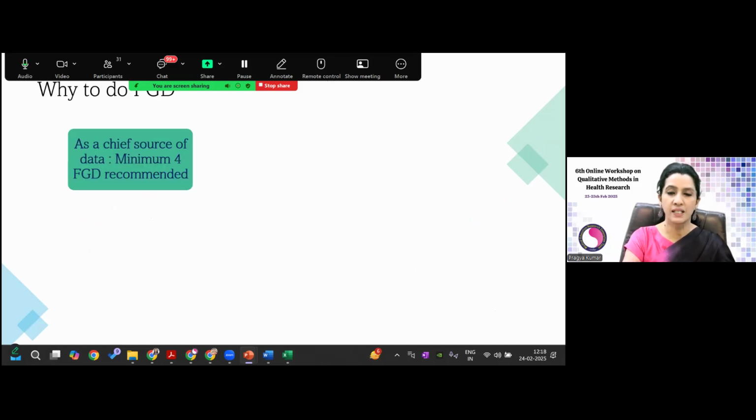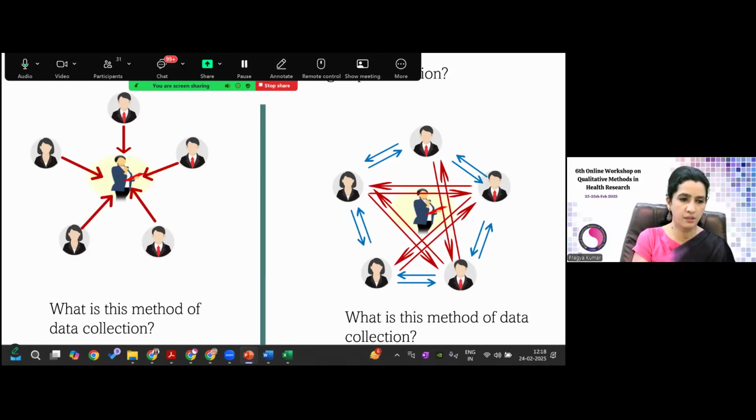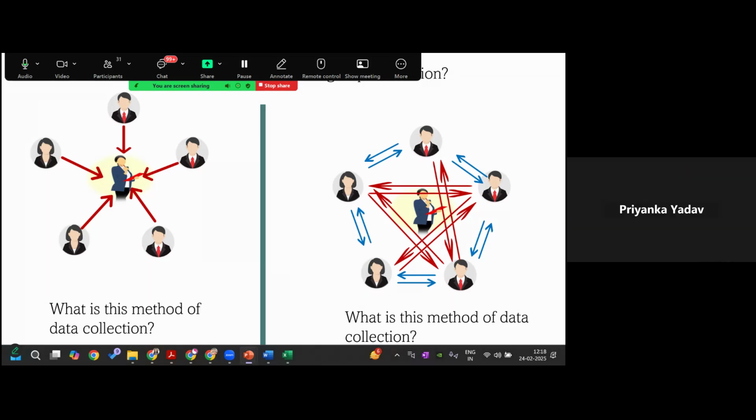So that is basically this one. If you see, what is the name of this data collection method? This one? Group interview. Yeah, true. This is a group interview.